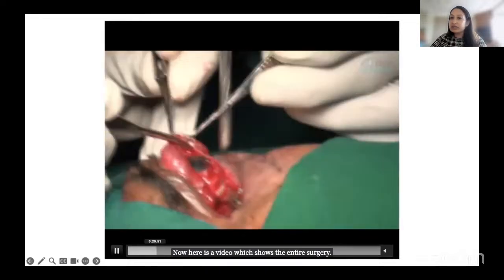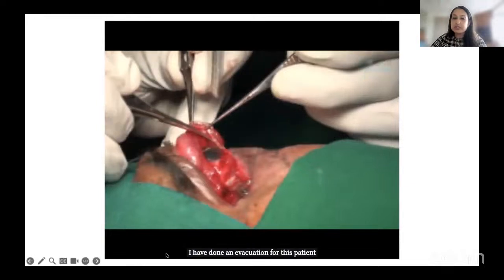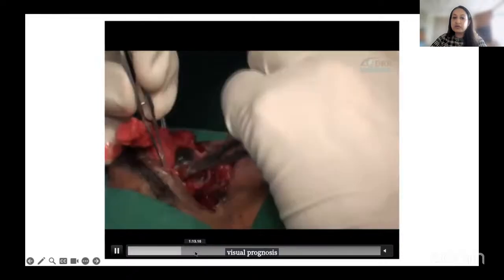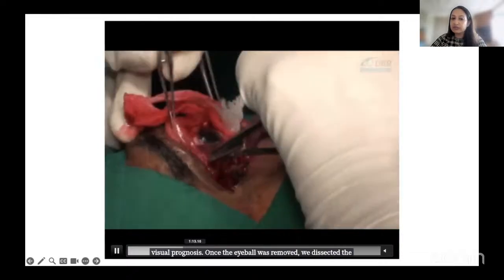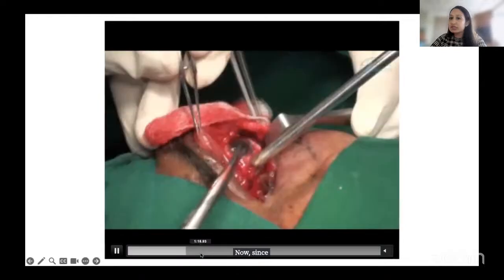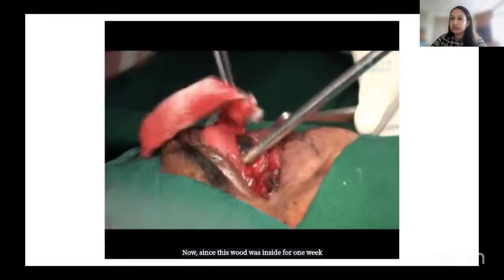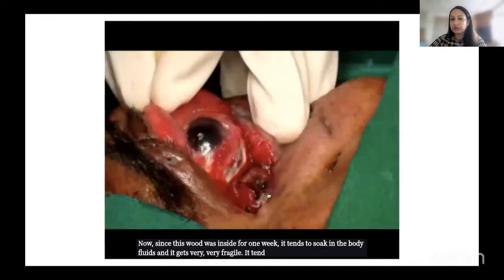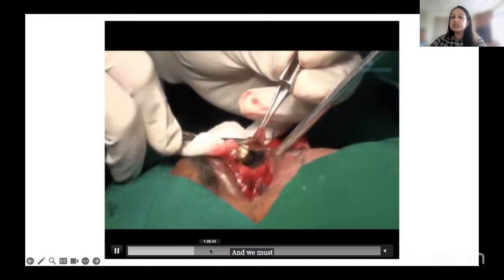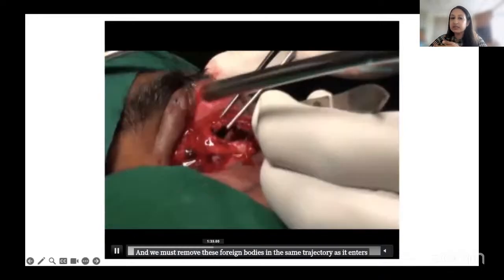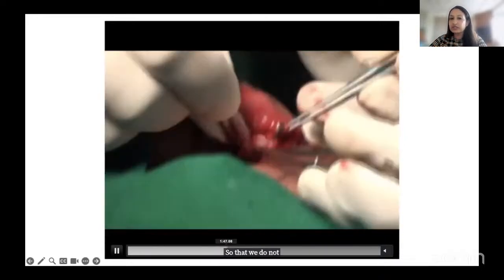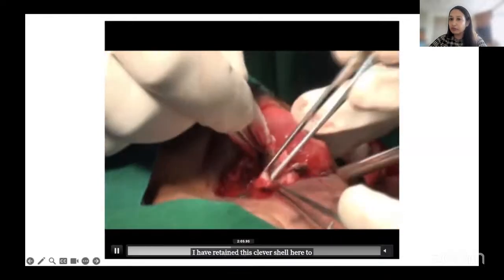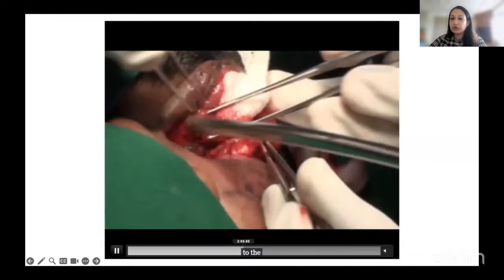I have done an evisceration for this patient because there was already scleral necrosis and there was no visual prognosis. Once the eyeball was removed, we dissected the foreign body carefully. Now, since this wood was inside for 1 week, it tends to soak in the body fluids and it gets very, very fragile. It tends to fragment when you remove it. And we must remove these foreign bodies in the same trajectory as it enters so that we do not extend the fracture to the surrounding areas. I have retained the scleral shell here to give some kind of volume to the remaining socket.